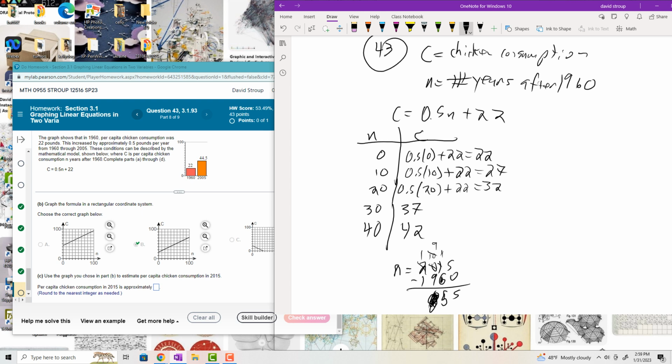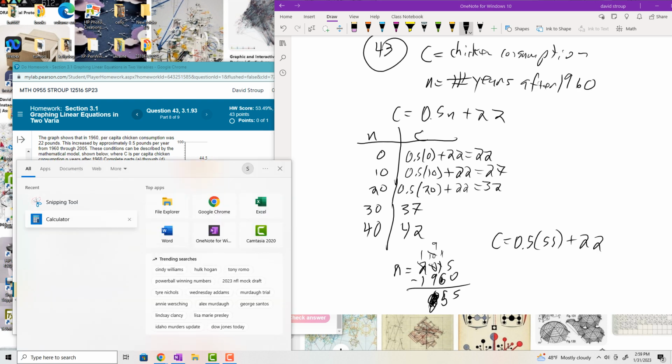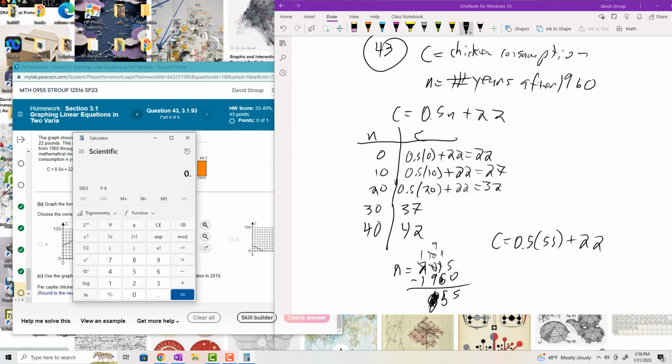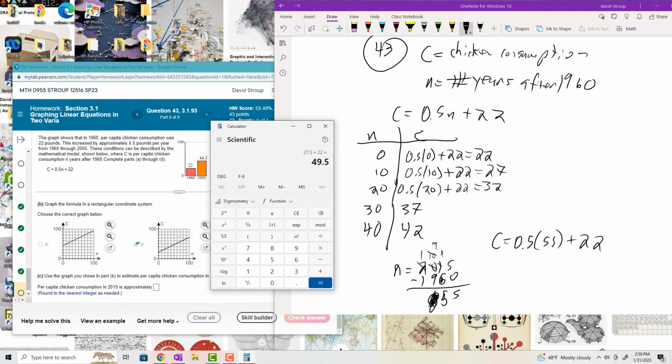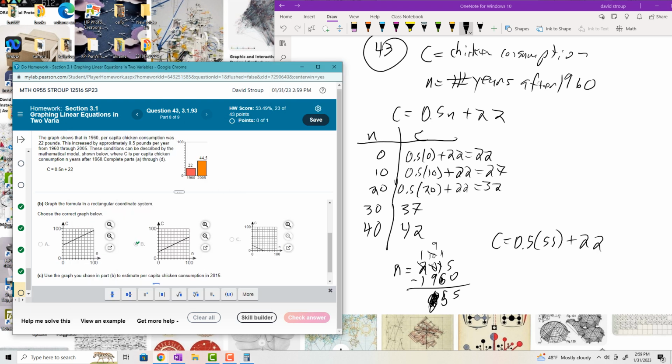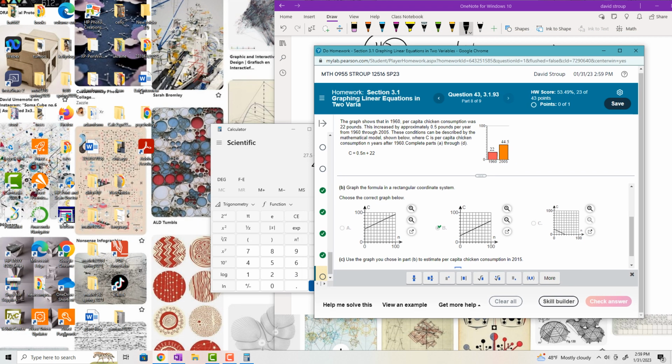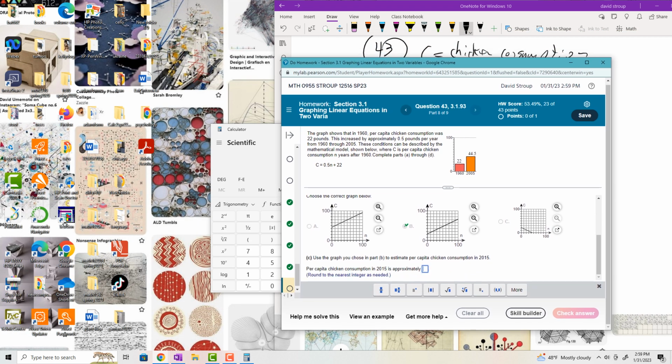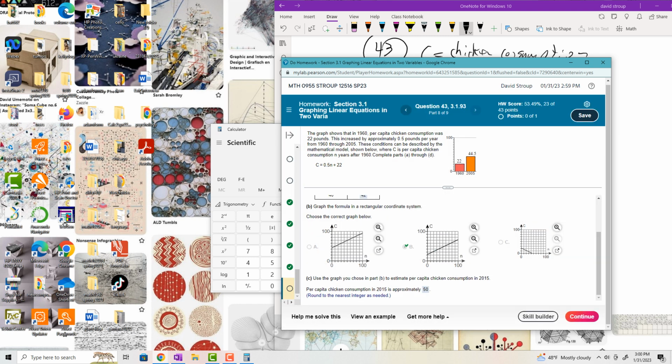It's 55. All right, so you're plugging 55 into the formula, so C will equal 0.5 times 55 plus 22. I'm going to need a calculator, sadly enough. I was hoping to avoid this eventuality, but here we are. 0.5 times 55 plus 22. And then they want you to round to the nearest integer. So that's the nearest whole number. So in this case, that will be 50. And so 50 pounds of chicken. Are we done?